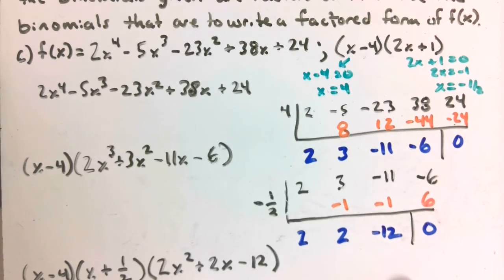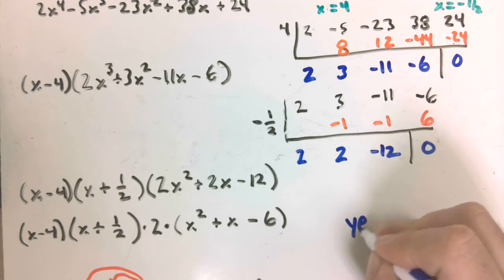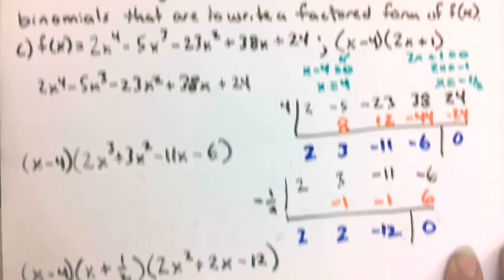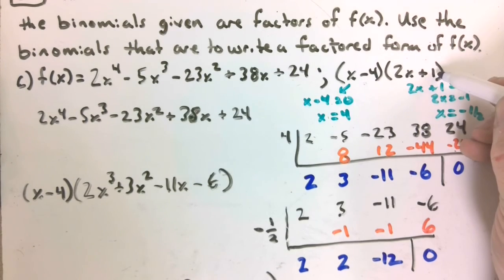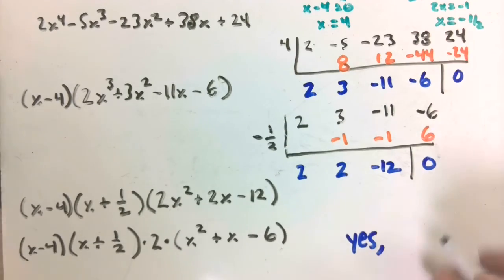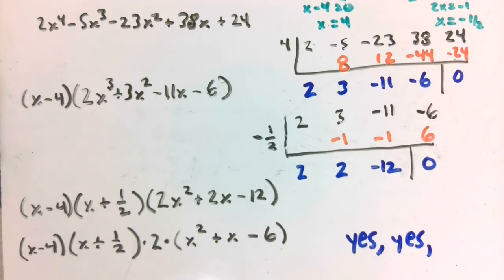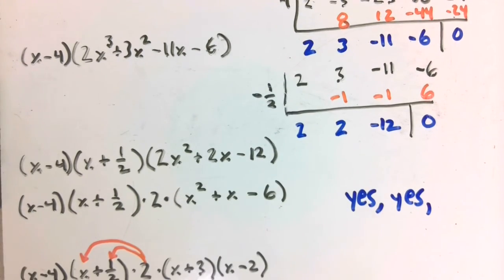We went through and we plugged in an x minus 4, got a remainder of 0. So yes, x minus 4 is a factor. Then we took 2x plus 1, and we did synthetic division using that negative 1/2 and also got a remainder of 0. So yes, the second possible factor there was actually a factor. We got a remainder of 0 twice, so it's yes and yes.